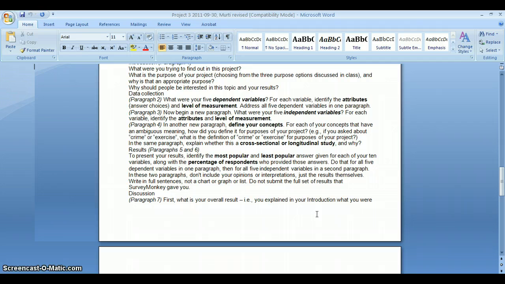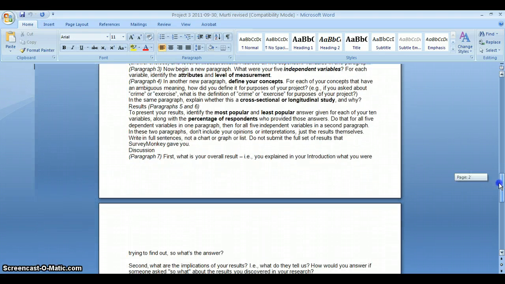However, write in full sentences. Don't present a chart or graph or list just because you're dealing with numbers. Do write out in full sentences. Do not analyze. Do not submit the full set of results that SurveyMonkey gave you. I'm not interested in how SurveyMonkey tabulates results. I know SurveyMonkey can already do that. I want to see how you are counting the results and how you present them.